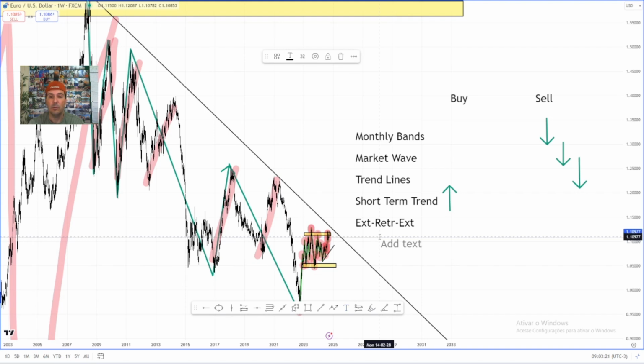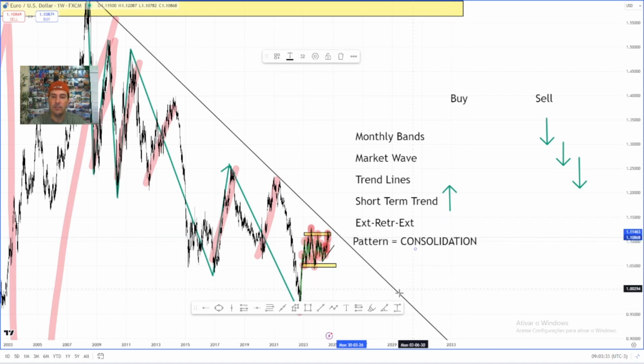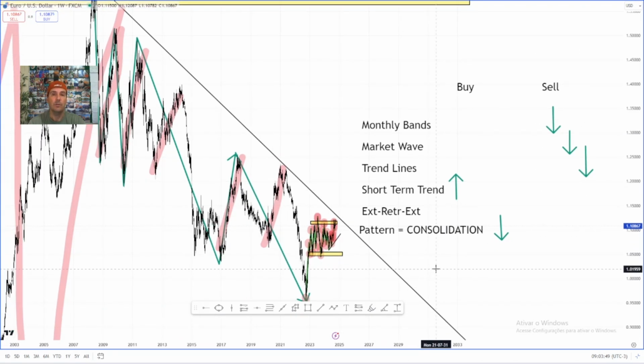Okay, now we have pattern equals consolidation. All right, so consolidation. Okay, short term, we are going to say down, right? See that there is no right or wrong on the style. You can put buy long term, buy short term, sell long term, sell short term. All right, so we are bringing all together. I'm trying to bring the knowledge together. Hopefully you're doing this with me, and now we're making decisions.